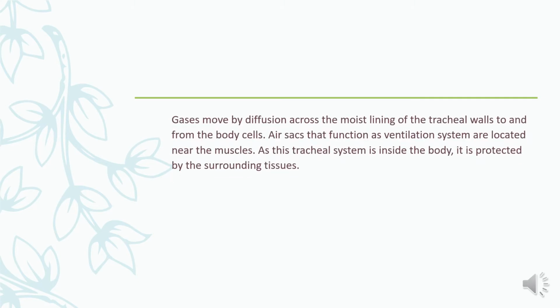Now, gases move by diffusion across the moist lining of the tracheal walls to and from the body cells. Now, air sacs that function as ventilation systems are located near the muscles. As this tracheal system is inside the body, it's protected by the surrounding tissues.